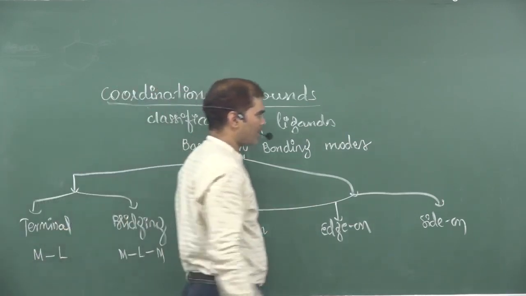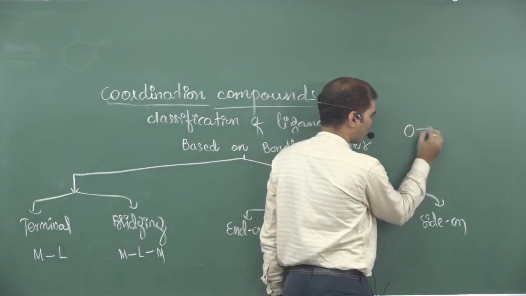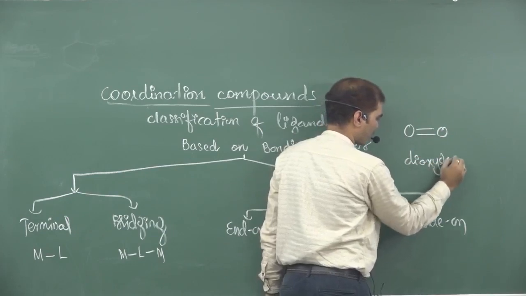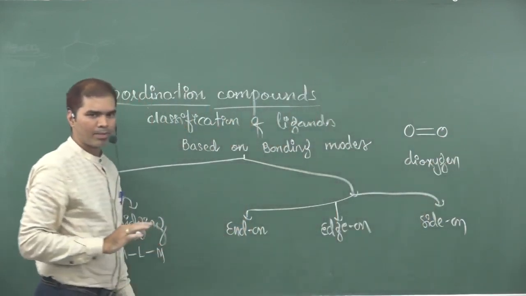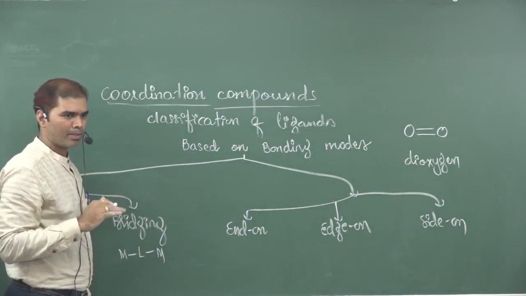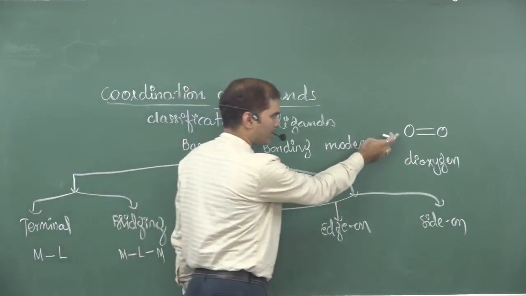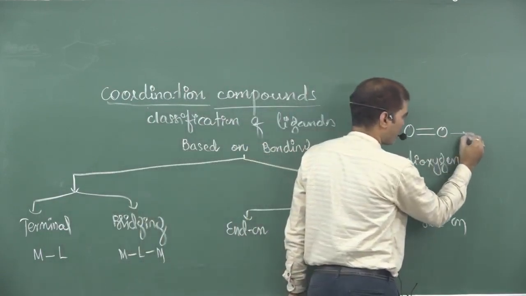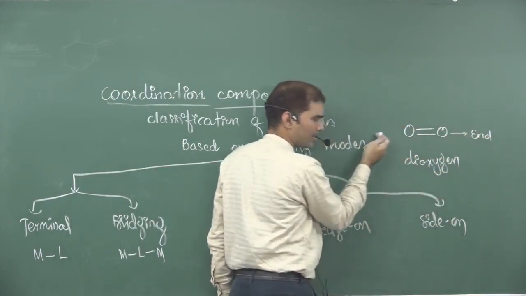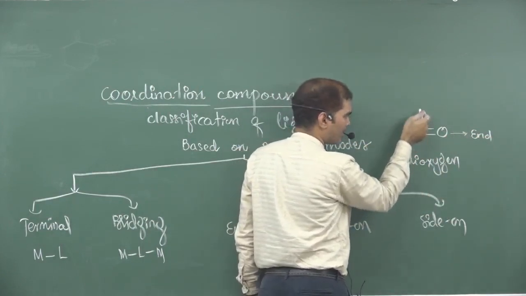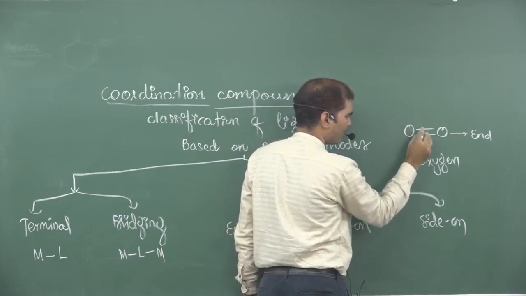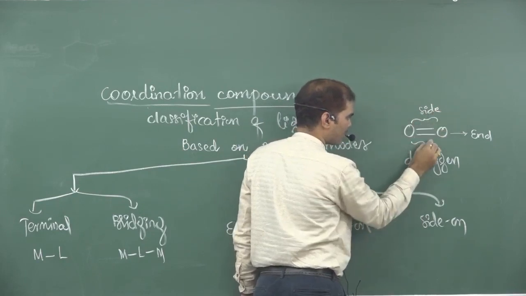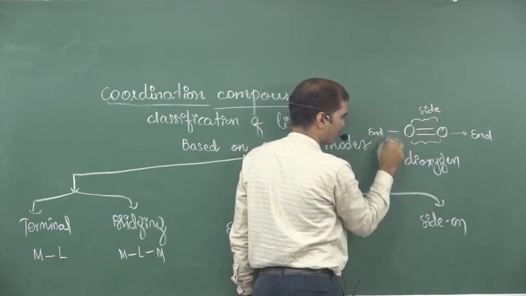What is this end-on, edge-on, and side-on? I'm taking an example of dioxygen. As a ligand you call it as dioxygen. You should not call it as O2, you have to call it as dioxygen. Now for O2 or N2, such type of ligands, these are called as ends. One end, second end. These are called as sides. Okay? Suppose I am taking this. This is a side. This is another side. This is end. Side.